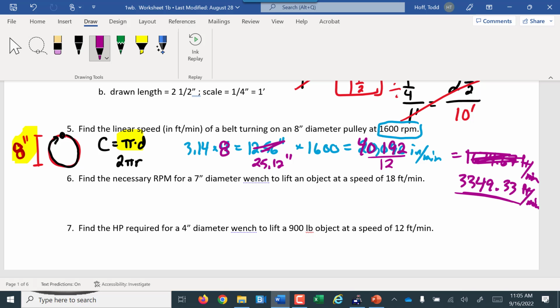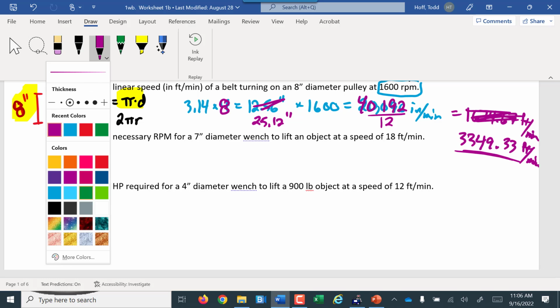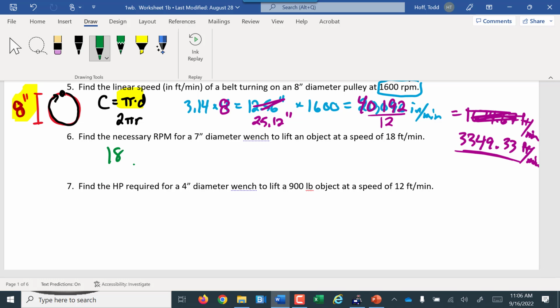So number 6 asks us to go the other direction. How many RPM do you have to go if we want to get a linear speed of 18 feet per minute? So we have 18 feet per minute. It's going to be 3.14 times the diameter of 7 inches. I'm going to put the 7 over 12 to convert it into feet. Times, we're going to put R in there for RPM.